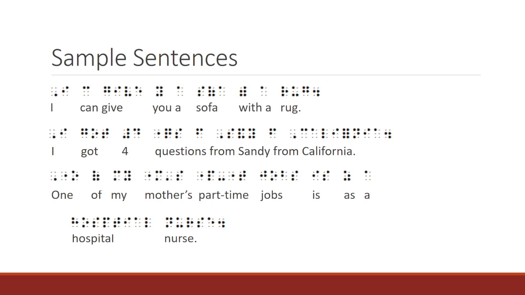The last example is, one of my mother's part-time jobs is as a hospital nurse. Notice that the runover is indented 2 times. The contractions used are .5O for one, OF sign, .5M for mother, .5P for part, .5T for time, and Z for as.